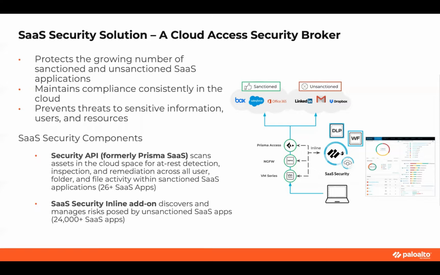SaaS Security Inline add-on handles risks posed by unsanctioned SaaS applications. It covers about 24,000 applications. Together, SaaS Security Inline and SaaS Security API provide an integrated CASB solution that eliminates the complexity of third-party integrations.